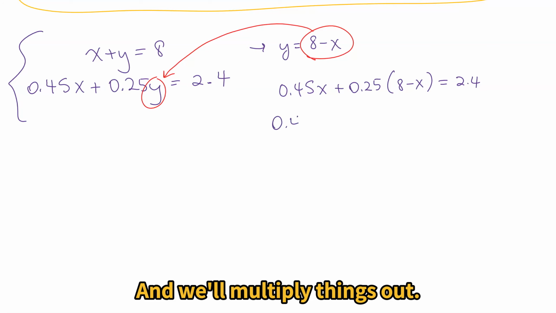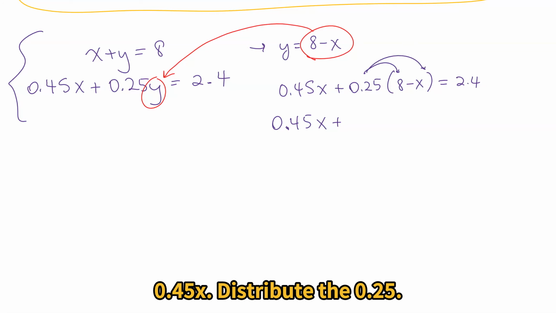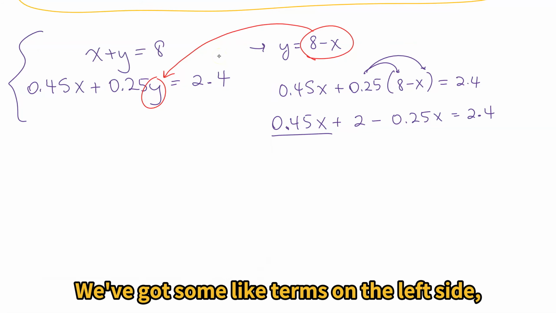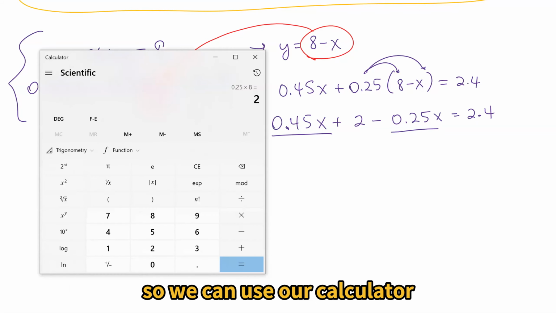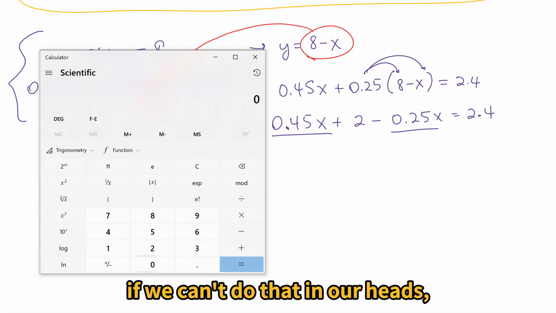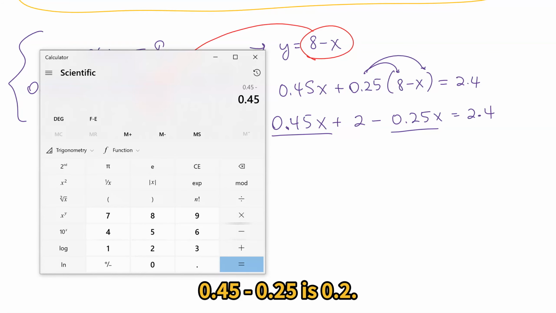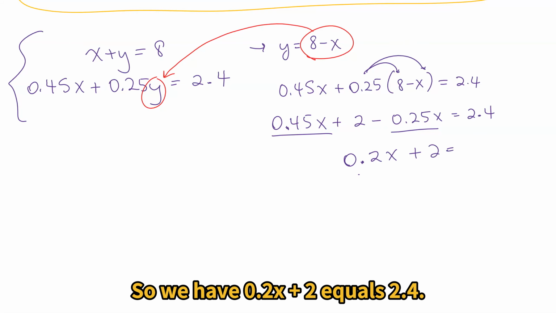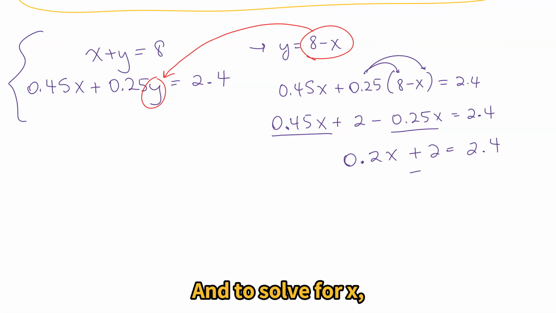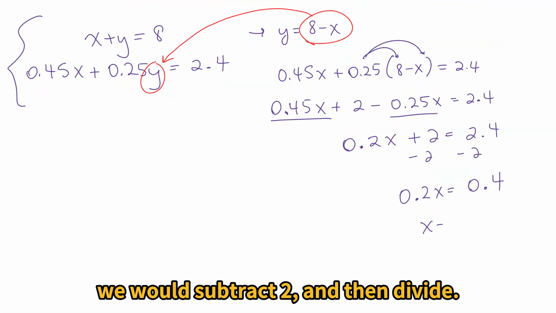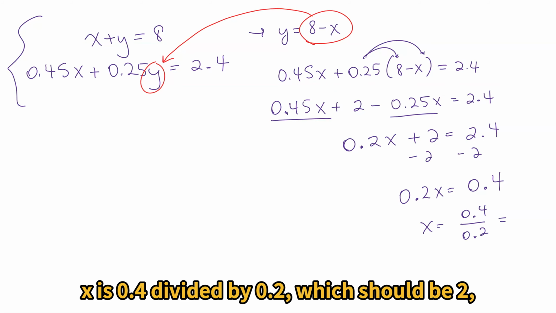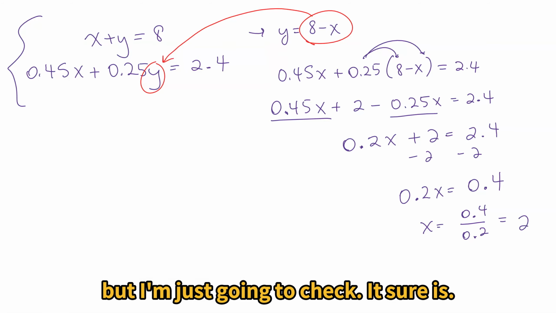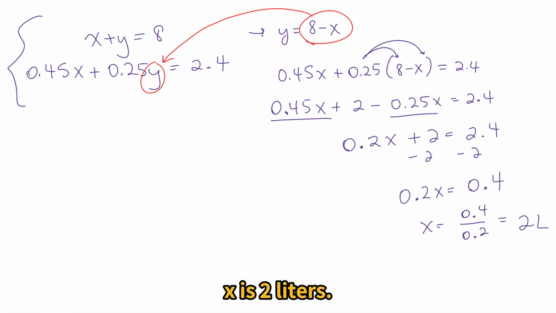And we'll multiply things out. 0.45x, distribute the 0.25, 0.25 times 8 will be 2. We've got some like terms on the left side, so we can use our calculator if we can't do that in our heads, and that's totally fine. 0.45 minus 0.25 is 0.2, so we have 0.2x plus 2 equals 2.4. And to solve for x, we would subtract 2 and then divide. x is 0.4 divided by 0.2, which should be 2, but I'm just going to check. It sure is. x is 2 liters.